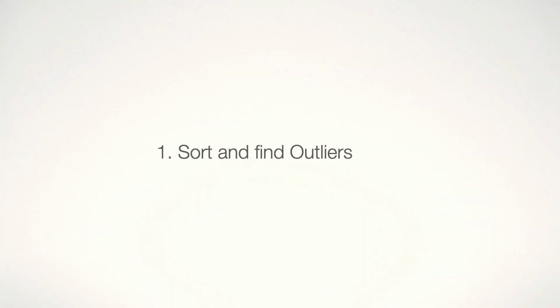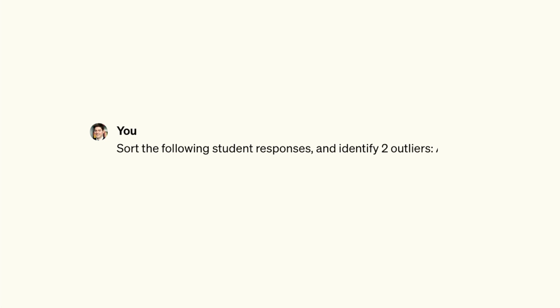And so I tell it in a pre-prompted way, sort the answers and find outliers. Find that interesting student who probably wouldn't have raised their hand, but I can use that intuition in a special way. So here's an example. I said sort the following student responses. I did find 2 outliers. And you can tell it, of course, any number.